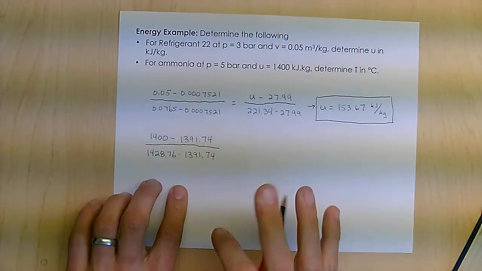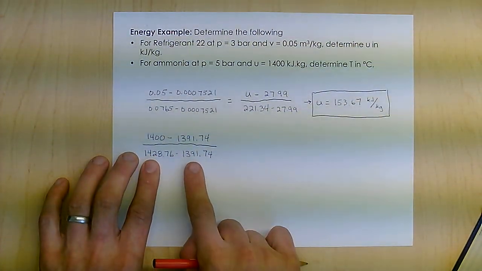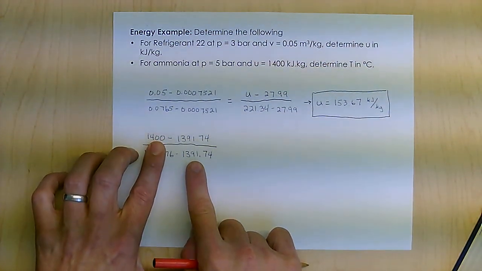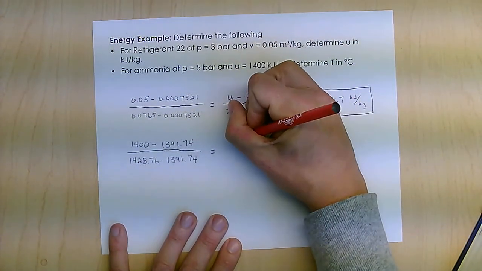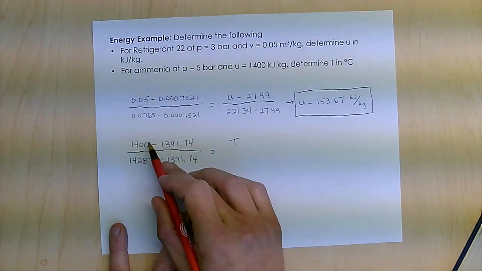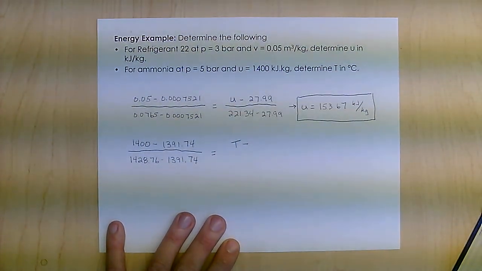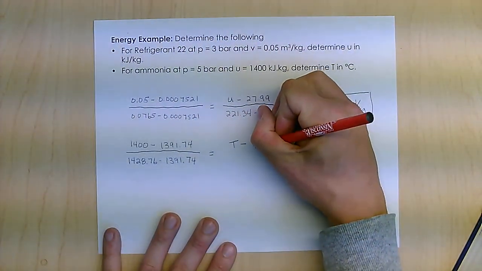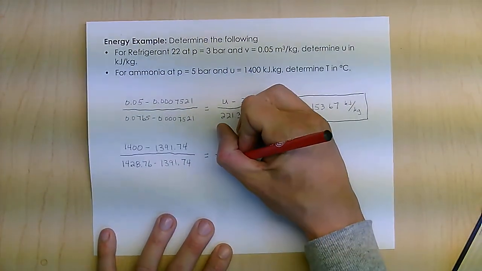This is at a temperature of 60, and this is at a temperature of 40. I want to find the temperature that 1400 is at. The unknown temperature corresponds with the 1400. The 1391 corresponds with 40 degrees, and the 1428 corresponds with 60.